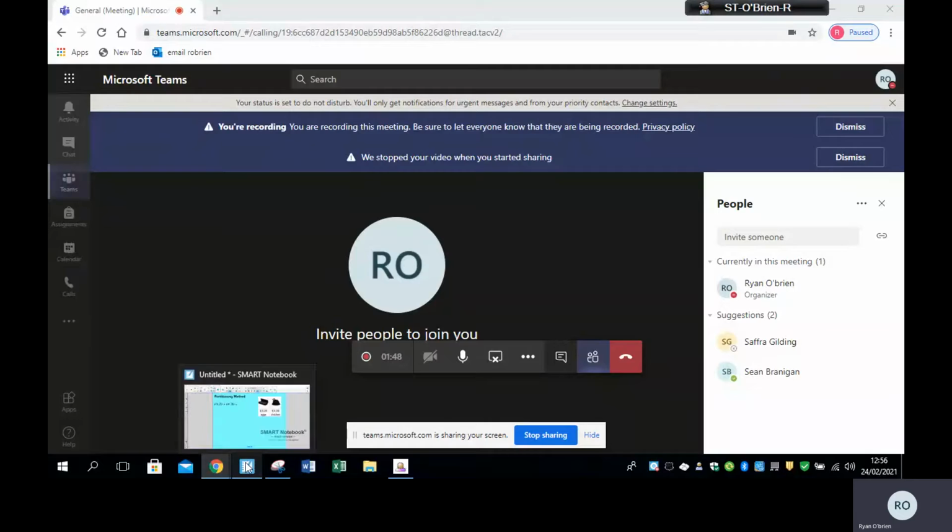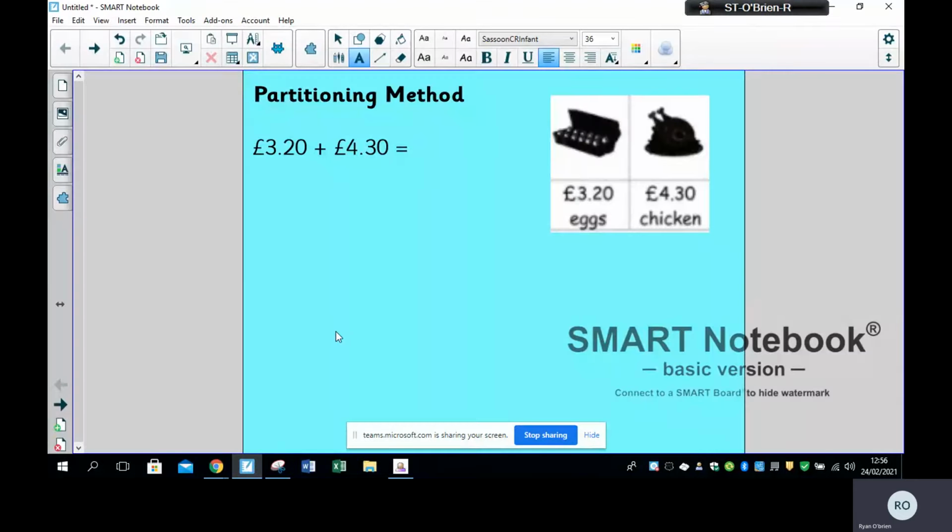So when we're adding money, there's two ways, and one way is the partitioning method. Partitioning means you break the number up into parts. It's got part in there, part. You break the number into parts. So you've got your pounds and you've got your pence, so we're going to break it up into pounds and pence. And what we're going to do first is add the pounds first.